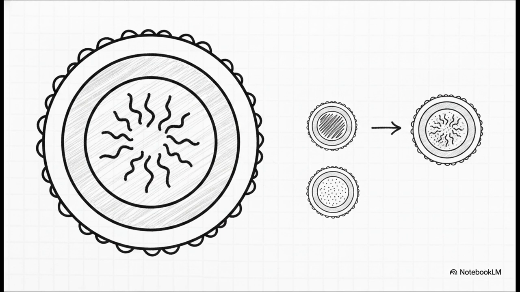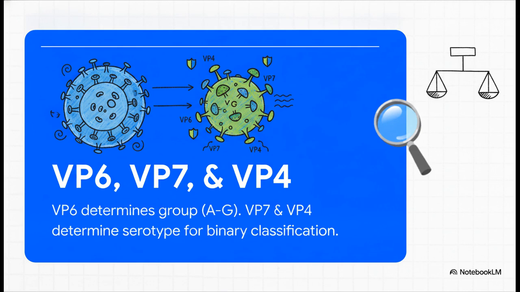That segmented genome, huge buzzword. Just like influenza, those segments allow for genetic reassortment, which, as we'll see, has been an absolute game-changer for vaccine development. So how does this structure actually help us classify the virus?